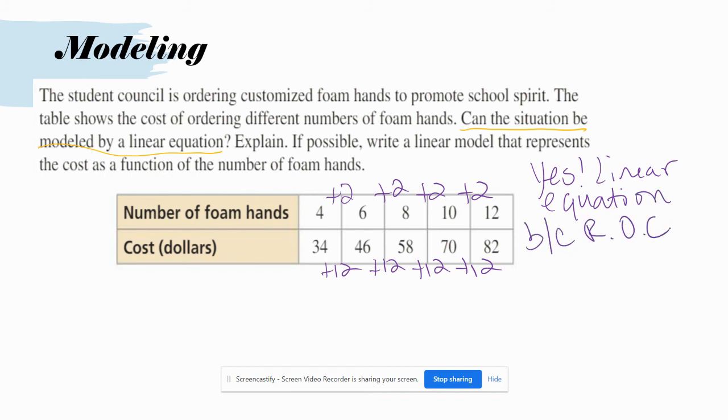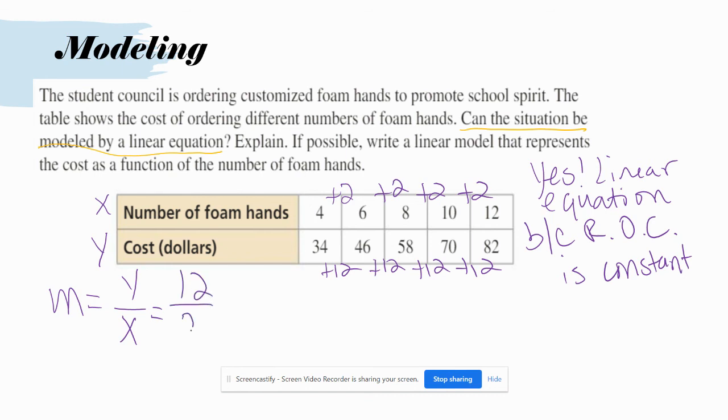because our rate of change is constant. Remember, the 2 and the 12 don't have to be the same. It's that everything up on the top is moving up by 2 and everything on the bottom is moving by 12. Remember, this is x and this is y. So for my slope, being y over x, we have 12 over 2. We already calculated that change, which is 6. So write the linear model.